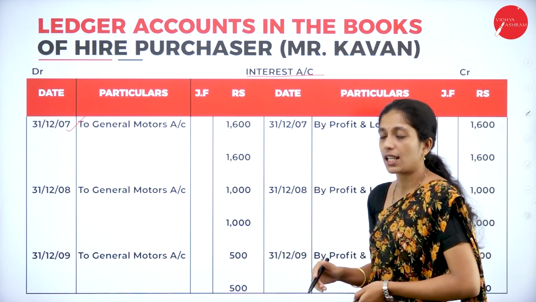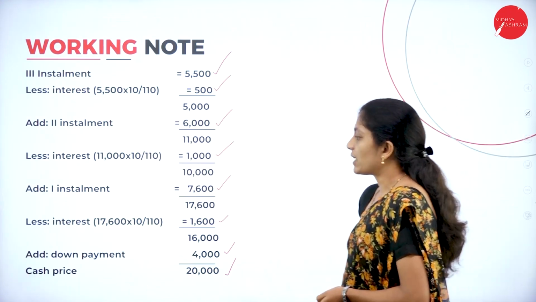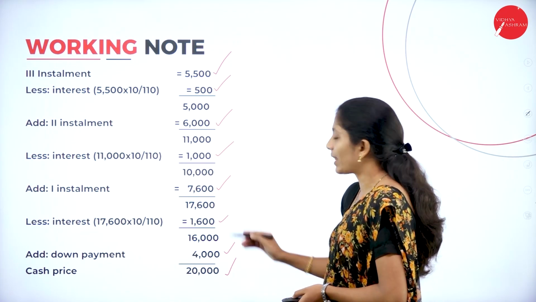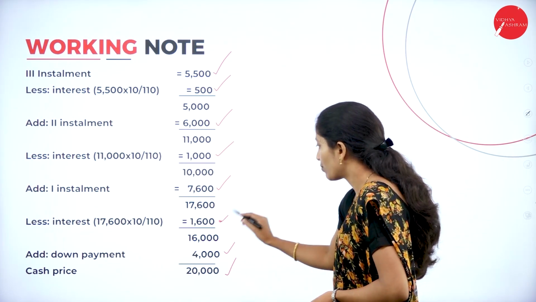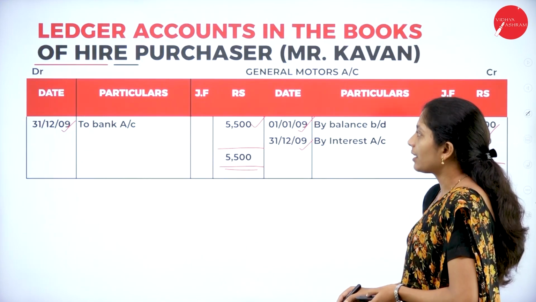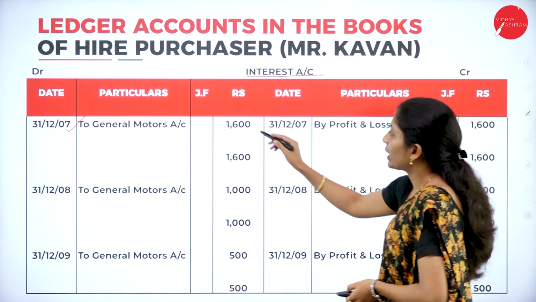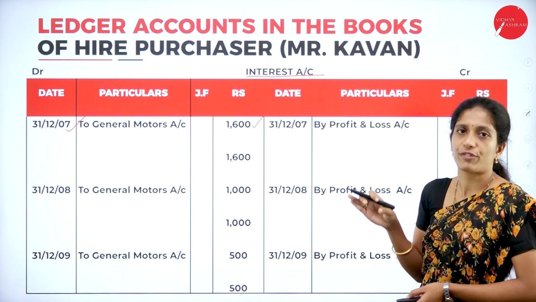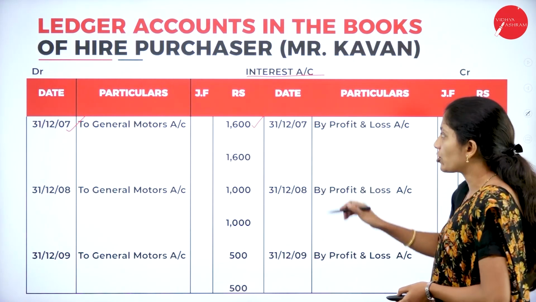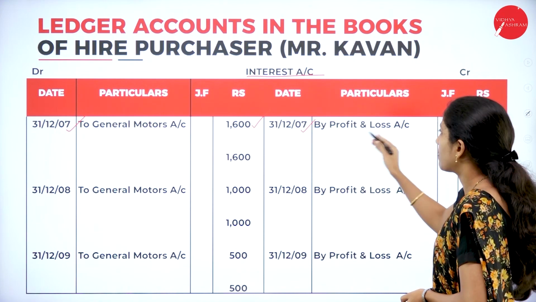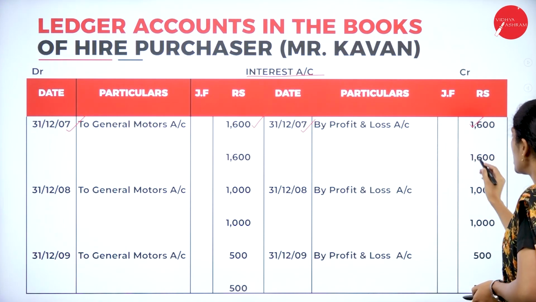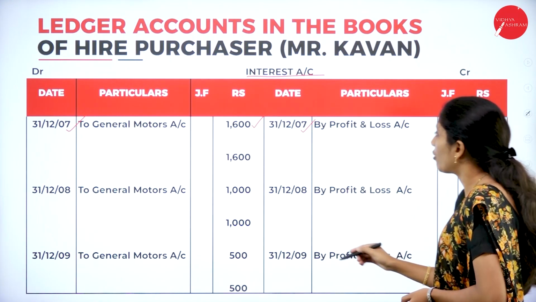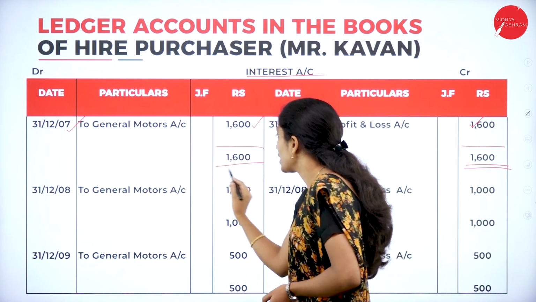So what is first year interest? Yes, first year interest is how much? That is 1,600. So this is first year interest. Write that amount, 1,600. Now this 1,600 has to be transferred to profit and loss account at the end of the financial year. So 31st-12-07, by profit and loss account 1,600. So the total of debit and credit side will be equal.